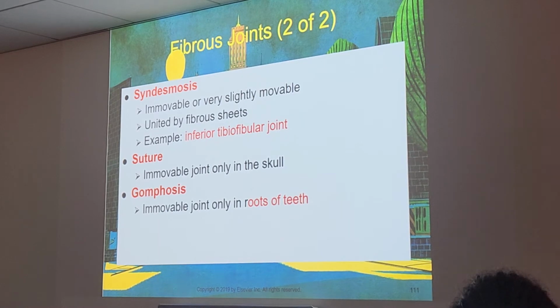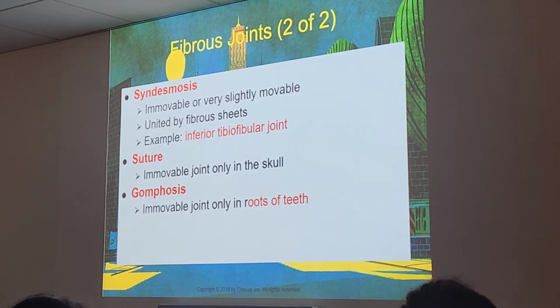So the syndesmosis one was inferior and distal? Only the distal inferior, because the proximal superior actually is fully movable. Good question.